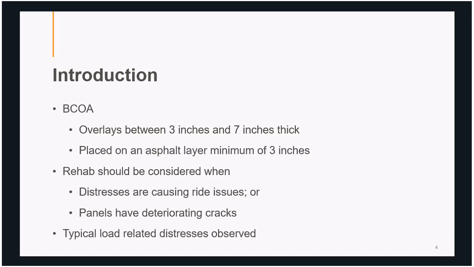From the literature review performed, the typical load-related distresses observed on BCOA pavements are transverse cracking on larger size panels, longitudinal or diagonal cracks on medium-sized panels, corner breaks on smaller size panels, and also reflective cracking from the underlying asphalt pavements. Joint faulting is also considered one of the main distresses caused by truck traffic and vertical temperature gradients.